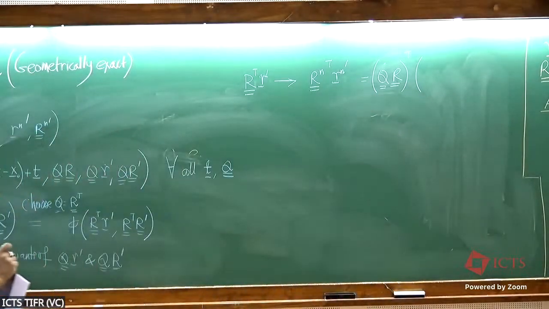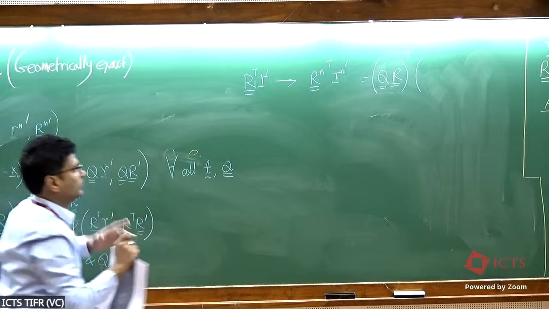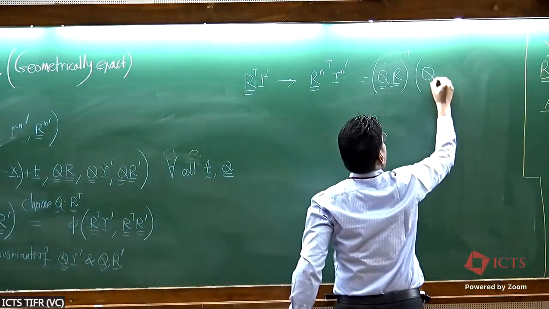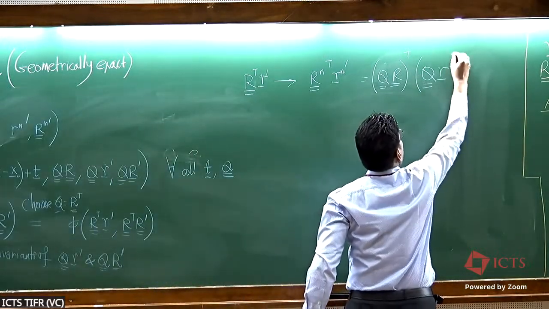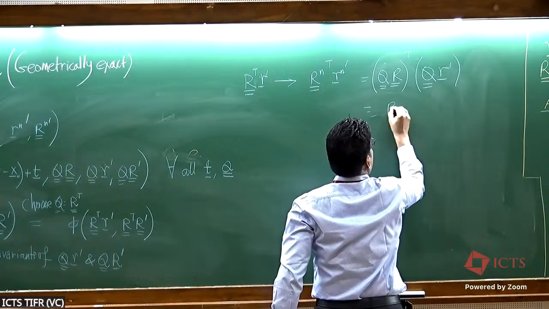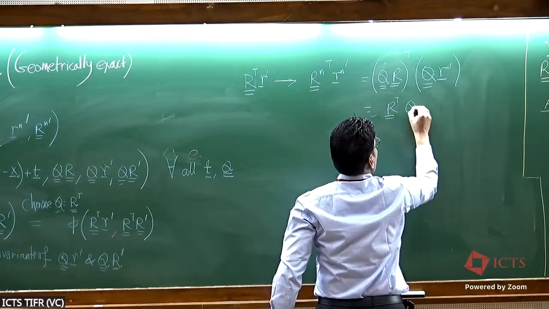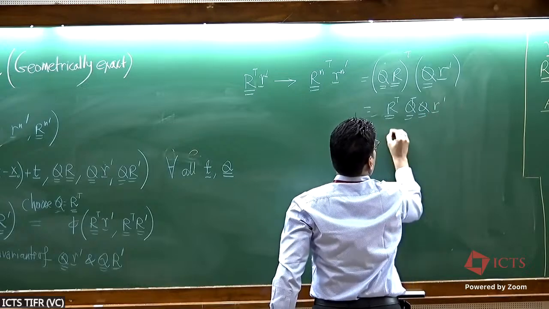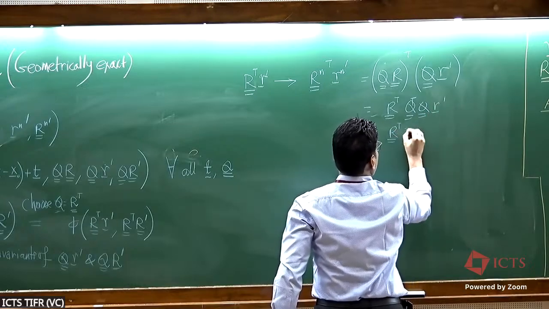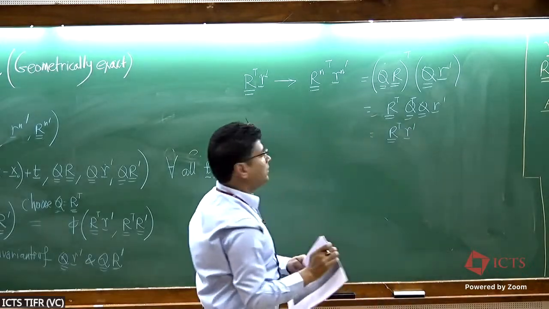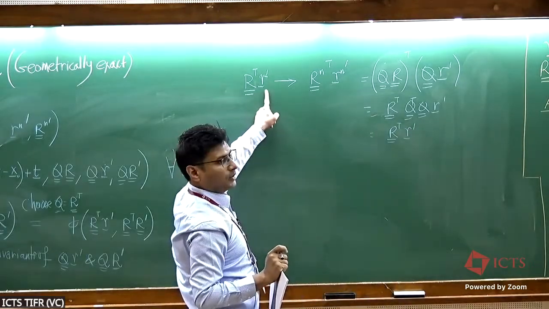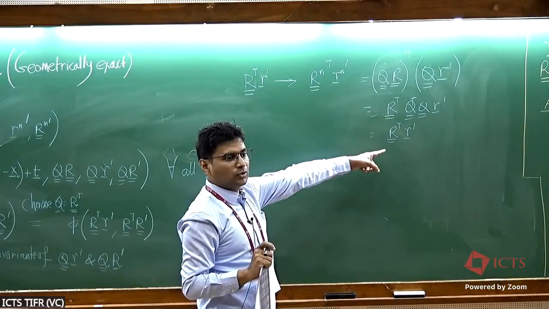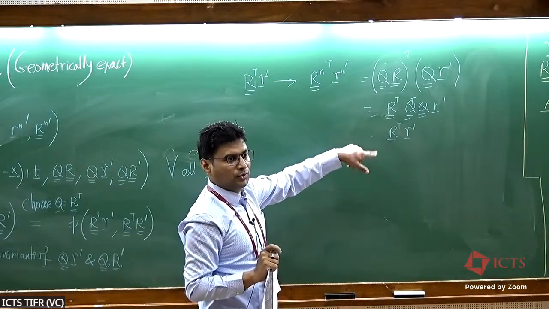Little r nu prime. What is that? Little r nu prime is big Q little r prime. So what you get is big R transpose into big Q transpose into big Q into little r prime, which is same as big R transpose little r prime. So indeed, you see that big R transpose little r prime does not change under that Q.